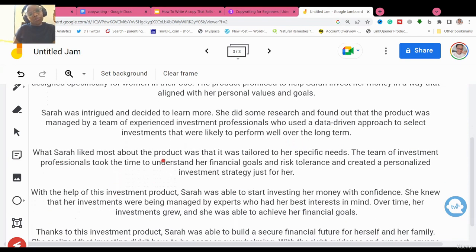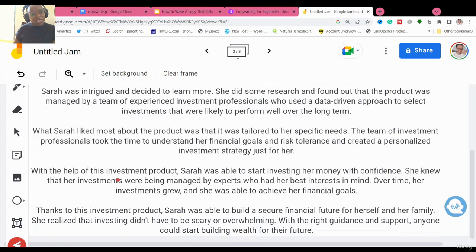So what Sarah liked most about the product was that it was tailored to her specific needs. So again, remember the needs. The team of investment professionals took the time to understand her financial goals. So what are my financial goals? I want to save up for my children's education. Maybe I want to build a home. And her risk tolerance, and created a personalized investment strategy for her. So this story has everything that Sarah wants. It has her needs, it has her wants, and it also has captured her concerns or her objections, and it is quite important. And just check how this short story ends.